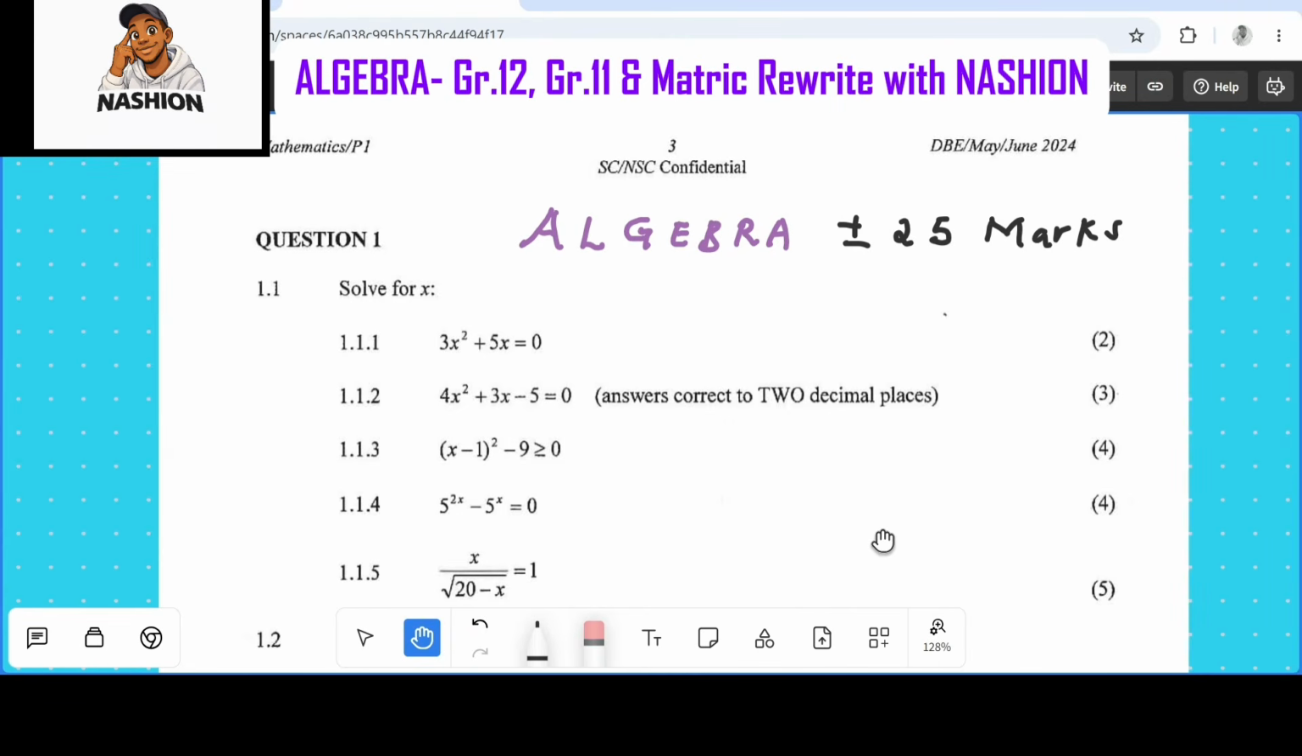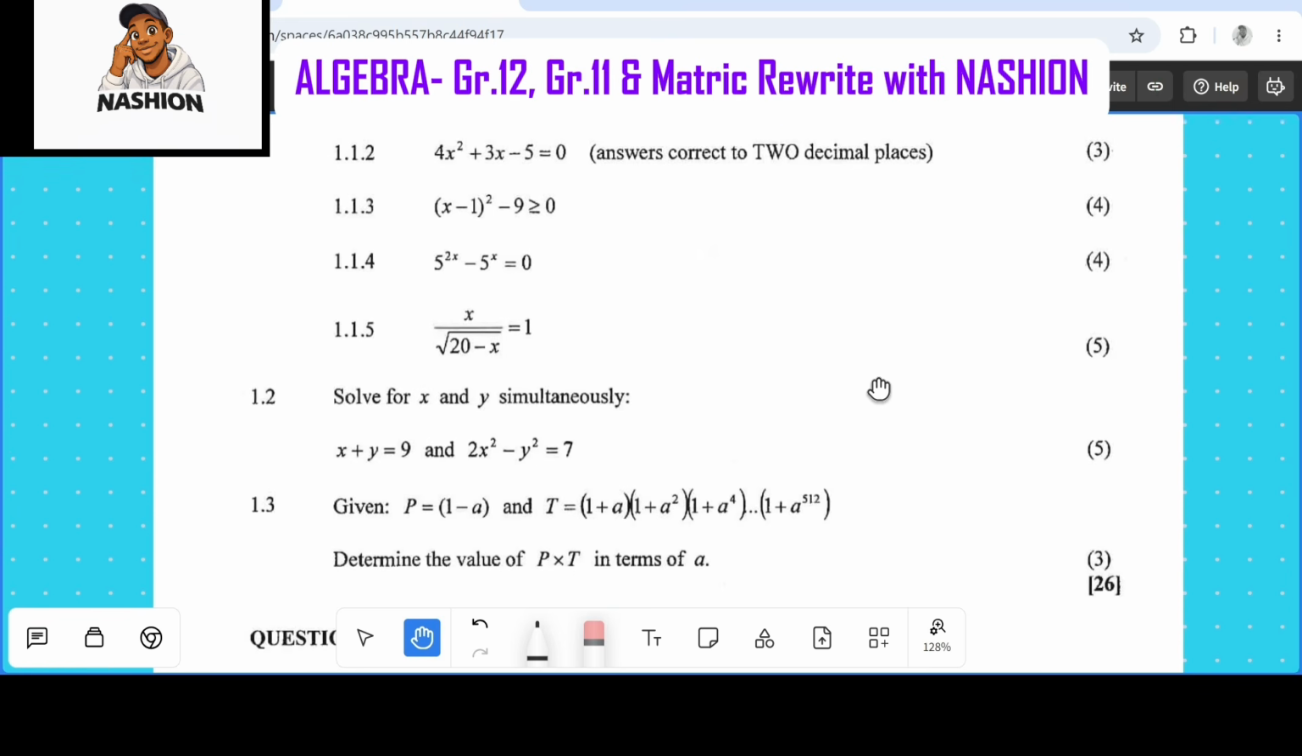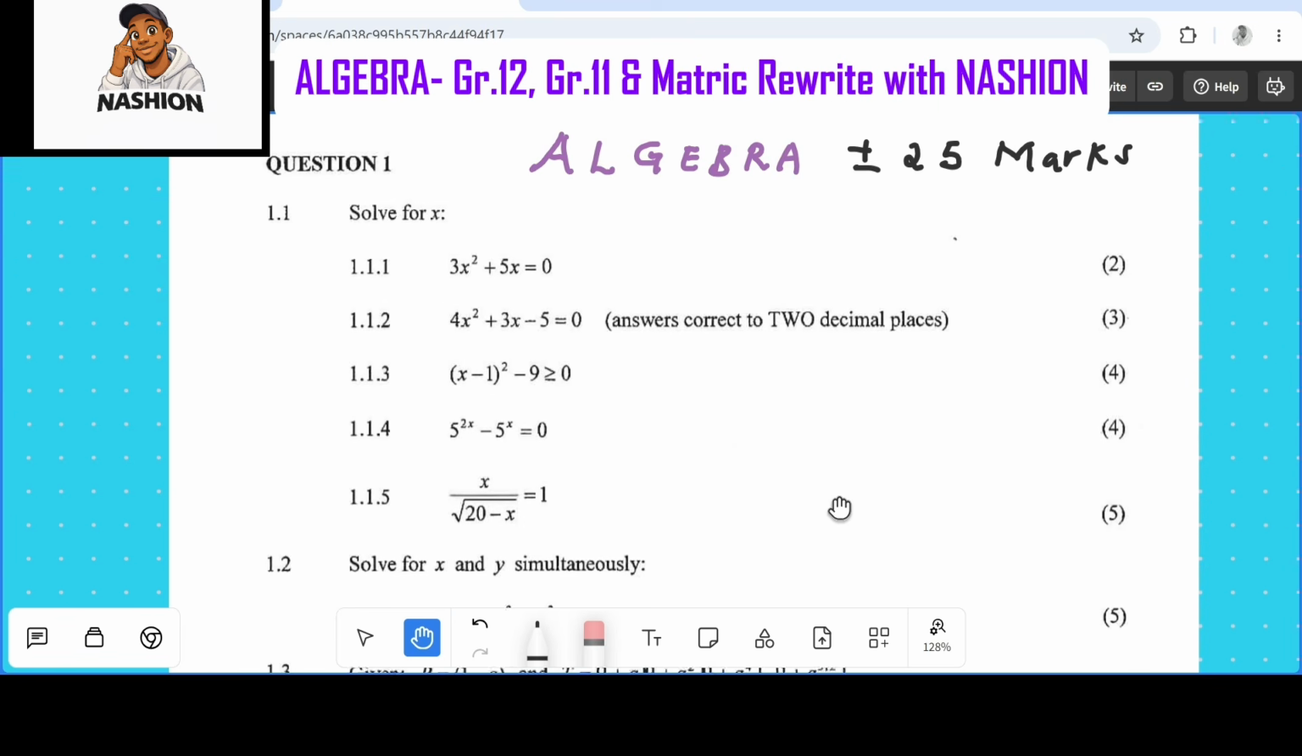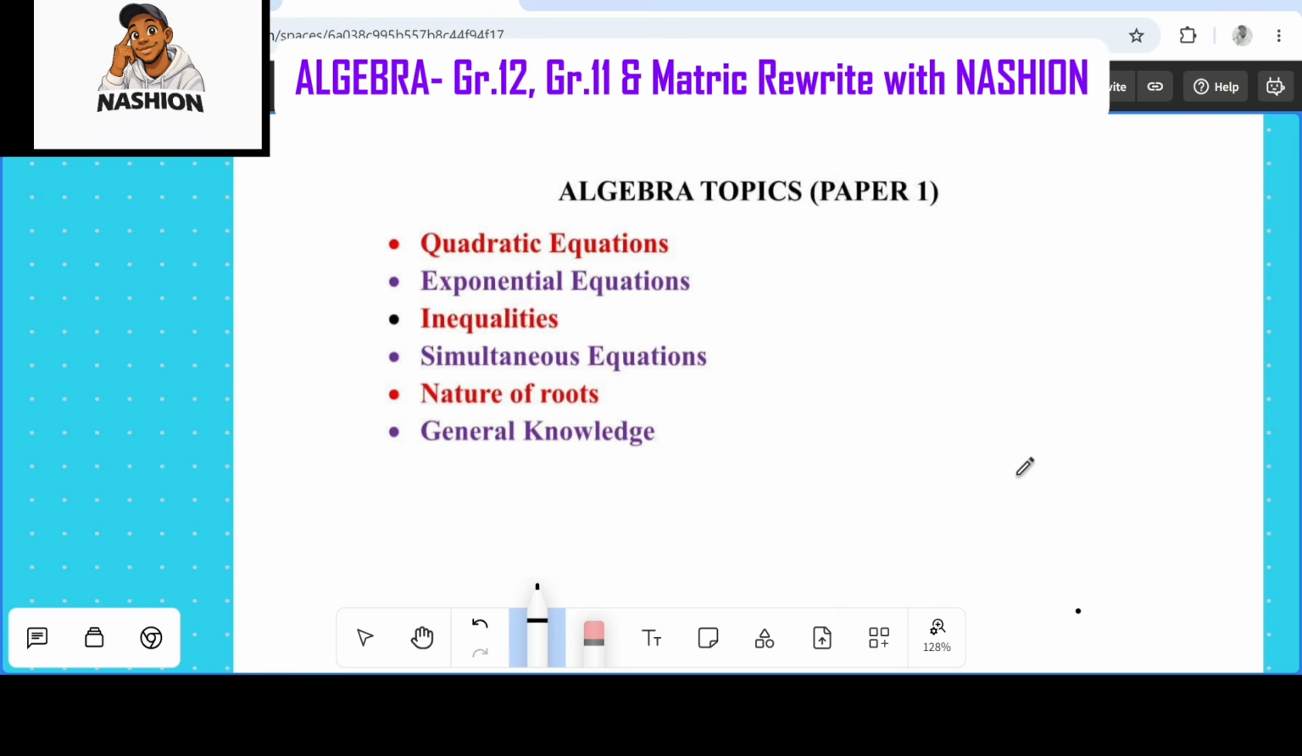We are doing mathematics past exam questions, and this is question 1, paper 1, algebra, plus or minus 25 marks. You deserve to get every single mark in this question, and I am Nation. These are the topics covered in question 1: quadratic equations, exponential equations, inequalities, simultaneous equations, nature of roots, and general knowledge.